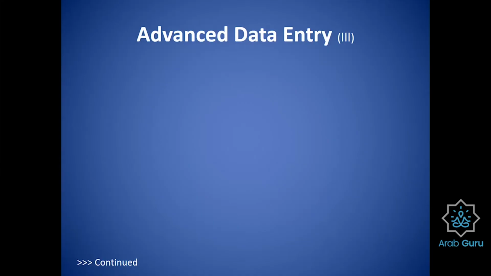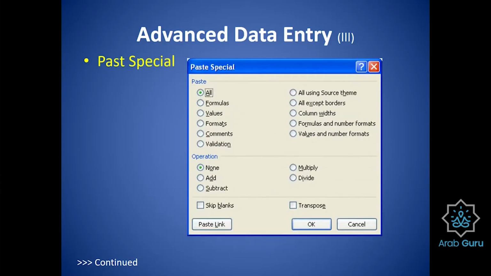Now we have reached the final and my favorite part of data entry, Paste Special. Paste Special is a very powerful tool that enables you to copy and paste a specific portion of an object. Let's see. Before we start discussing Paste Special, we must understand all parts of cells.